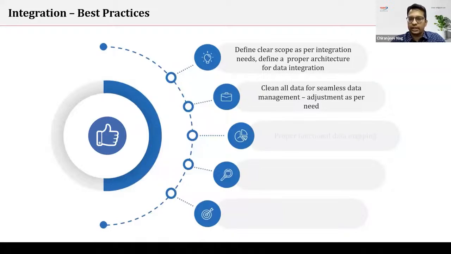We'll have to ensure that the data is clean. Then it's proper functional data mapping. So as we saw in the previous slide as well, we'll have to clearly define the objects and the proper mapping has to be done. So customer information in the Salesforce system has to be mapped correctly in the ERP system as well. But if we miss this, if the data types are not in sync and not matching, then that will throw a lot of errors.